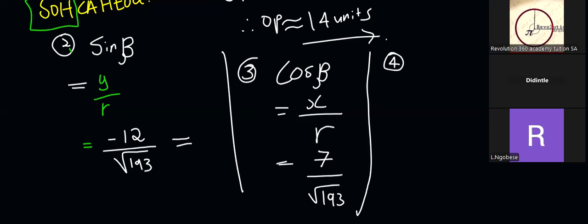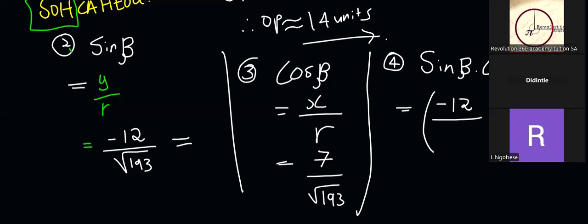Here we have sin beta multiplied by cos beta. So since they want sin beta multiplied by cos beta, you're going to write it in terms of sin beta, which is minus 12 over the square root of 193, multiplied by cos beta, which is 7 over the square root of 193.